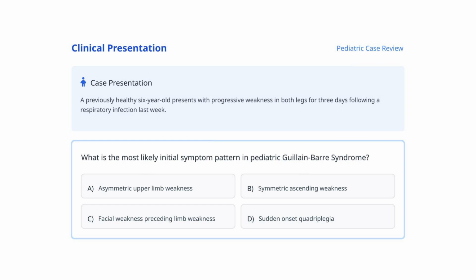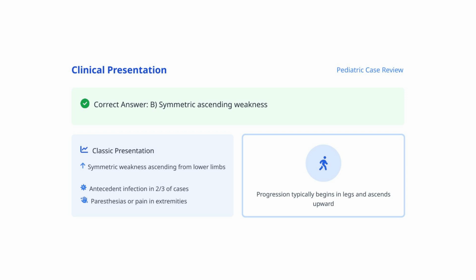A previously healthy 6-year-old presents with progressive weakness in both legs for 3 days following a respiratory infection last week. What is the most likely initial symptom pattern in pediatric Guillain-Barré syndrome? Is it A, asymmetric upper limb weakness, B, symmetric ascending weakness, C, facial weakness preceding limb weakness, or D, sudden onset quadriplegia? The correct answer is B, symmetric ascending weakness.